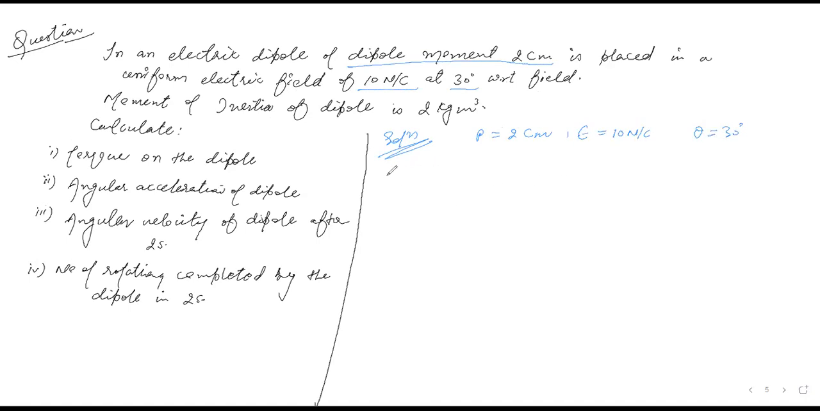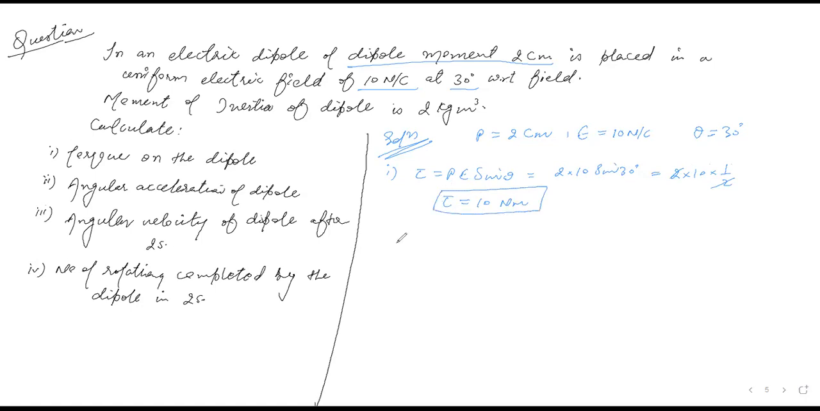Now, what is your torque? Tau is equal to P cross E, or you can also say P E sine theta. Directly, I am taking P E sine theta. P is 2, the value of E is 10, and theta is 30 degree. Sine 30 is 1 by 2. Finally, you get 2 into 10 into 1 by 2. 2 is cancelled with 2, and the torque tau is equal to 10 Newton meter.